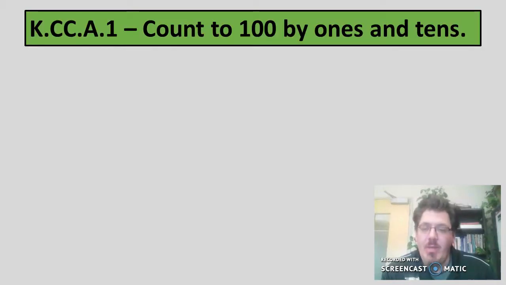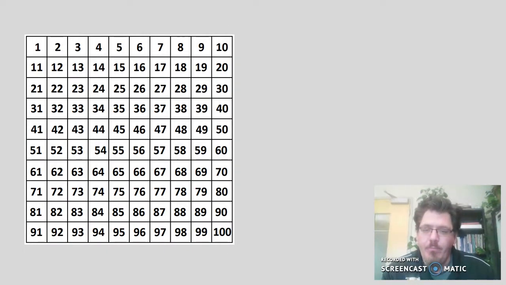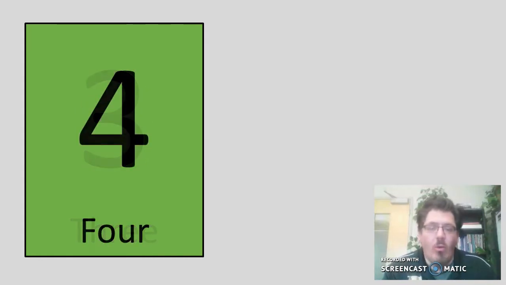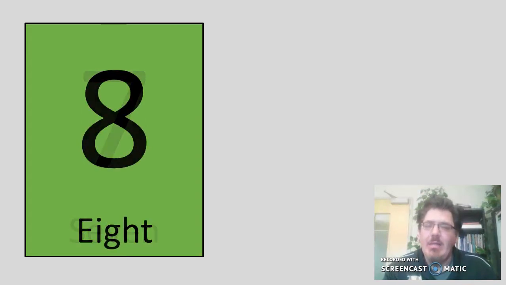So what does this standard mean, and how can you support your child in developing his or her counting skills? The standard basically involves two primary skills. First, we want to be able to count by ones from 1 to 100. And personally, I like to think that it is important to even start introducing the number 0. So start by focusing on the single digits. 0, 1, 2, 3, 4, 5, 6, 7, 8, and 9.